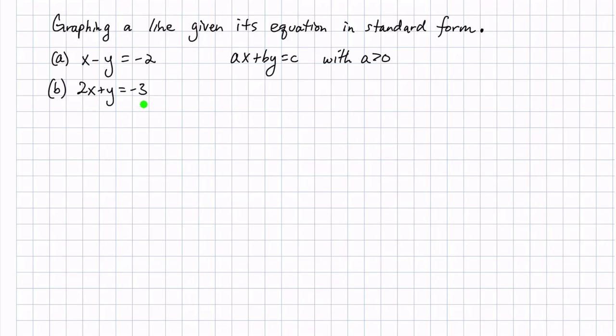Notice on the right side of the equations, there's only a number or a constant. In this case, they're both integers. So why don't we get started here? These are both in standard form. And let's do A.